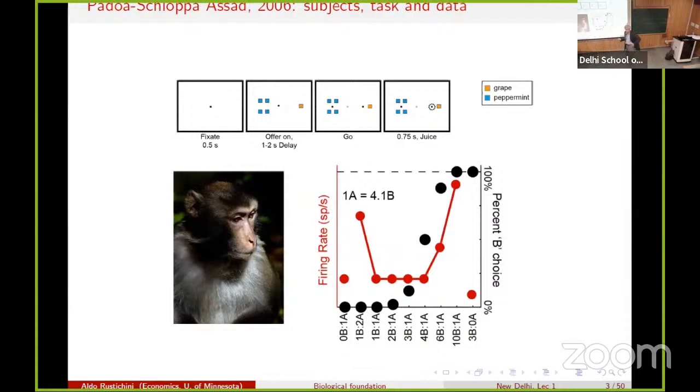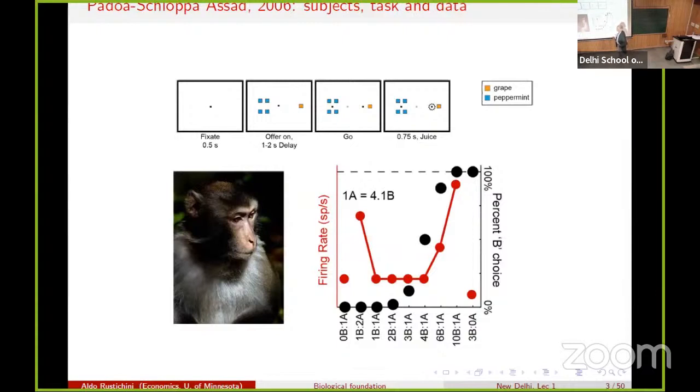These are the subjects, capuchin monkeys, and this is the experiment. It takes 6 months to tell this to a monkey. You train the monkey and you tell them, look, you see this point? You have to keep your eye there until I tell you so. The monkey has to fixate this point for half a second.